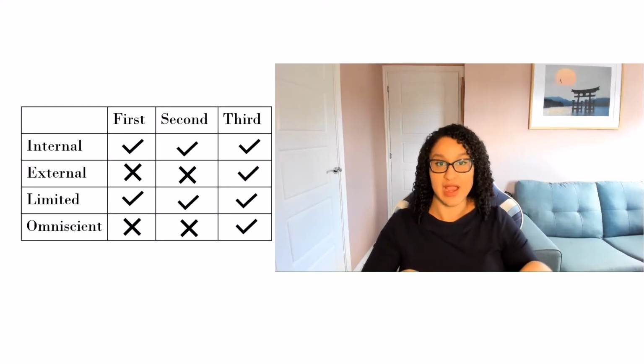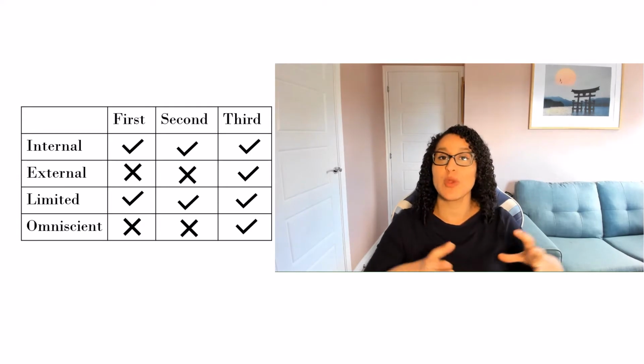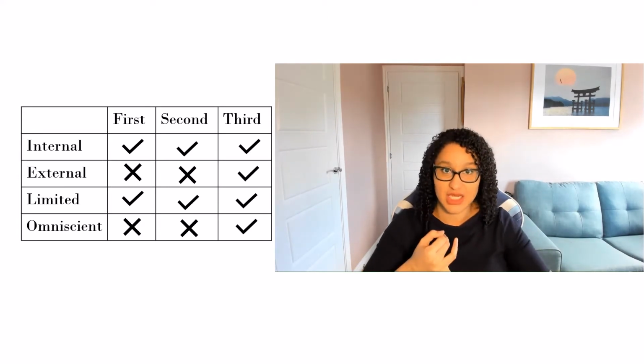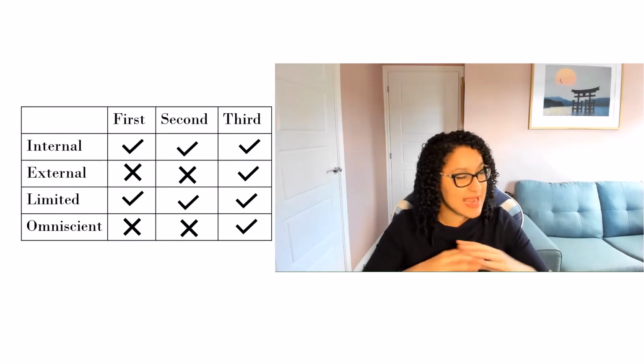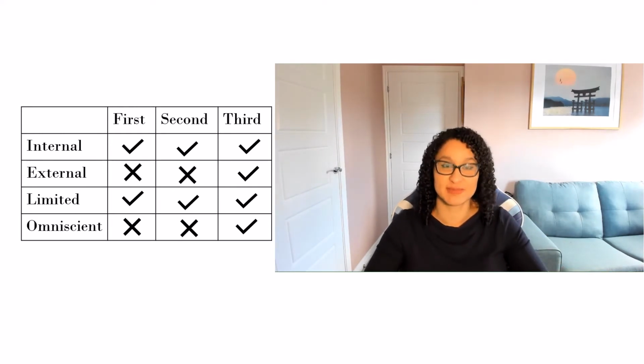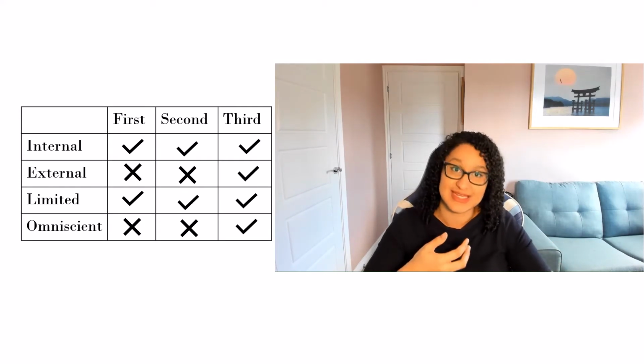So with that in mind, you can see that the first person narrative viewpoint always has an internal limited viewpoint. Pretty straightforward. So whenever you identify that a text is first person, you've also immediately identified that it is limited and it is internal.